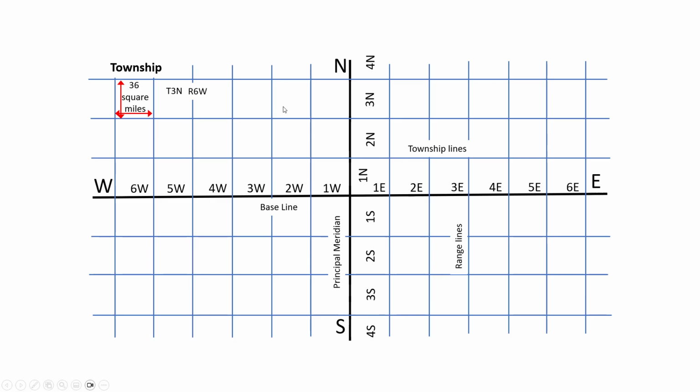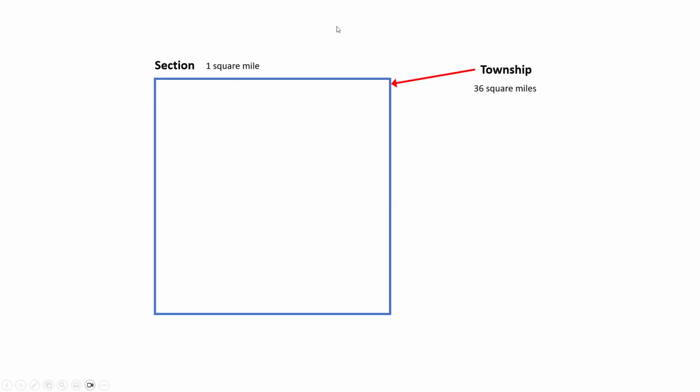Now, if you look at the range where this block is at, we go from the principal meridian and we go to the west. 1, 2, 3, 4, 5, and 6. So 6 is here. So we get township 3 north, range 6 west. And we're going to call this maybe 6, I don't know, for the township or section. Okay, so here's our section.